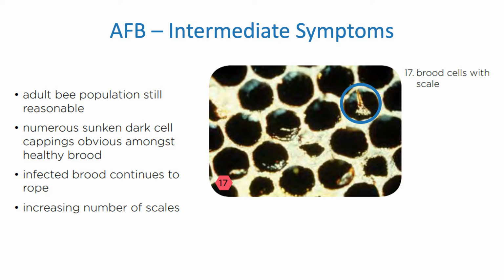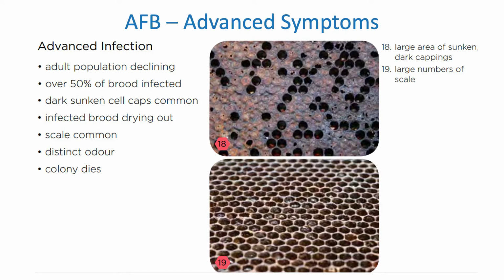So it's very important that as you're holding the frame up, you orient it so the sun's coming over your shoulder, shining light directly into the bottom of the cell. With advanced infections, you can hold the frame up so the light goes to the bottom of the cell and see scales as in number 19, or vast quantities of sunken or perforated cappings as in number 18. The colony eventually will die, so it's not a wait-it-out-and-hope-for-the-best situation, unfortunately. We have to be very proactive with American foulbrood.